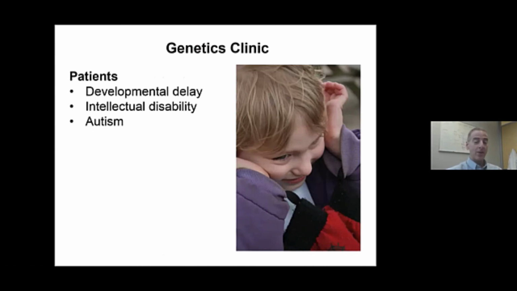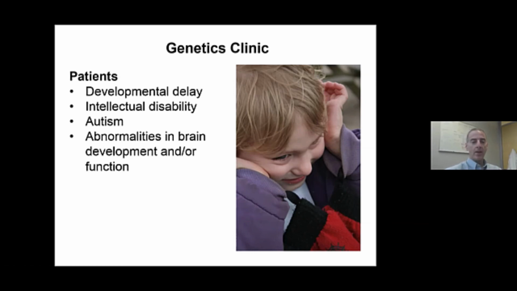And so if you asked, what are the most common problems that we see in our genetics clinic today, probably the great majority, probably 50% or more of the children we see have developmental delay, intellectual disability, or autism. And so again, this is something that we not only are familiar with, but we also really want to be helpful to these families.